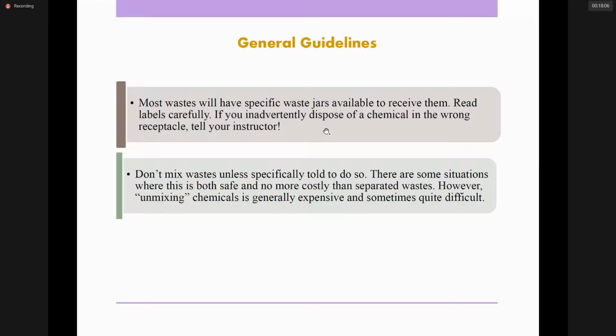Most waste will have a specific waste jar available to receive the waste chemical. Read the label carefully and dispose of the chemical in the right receptacle, not the wrong one. Don't mix waste unless specifically told to do so.